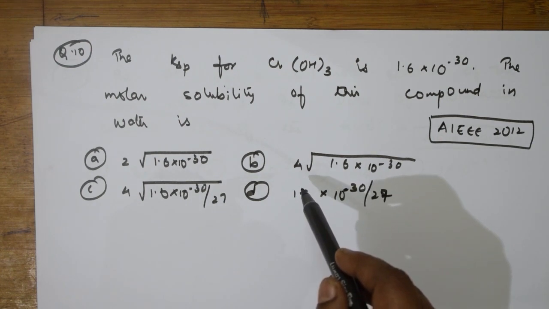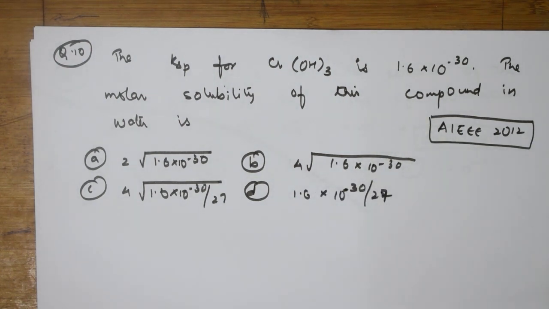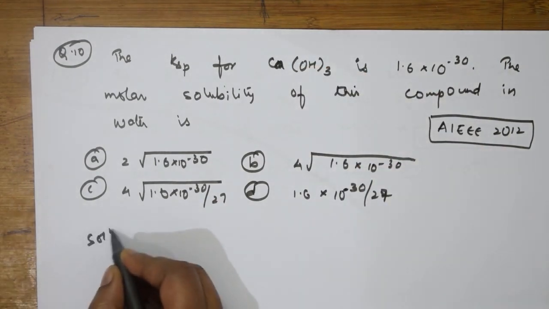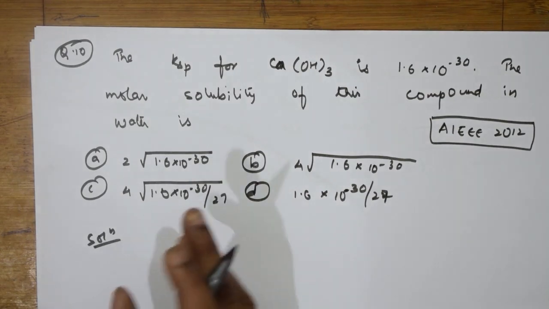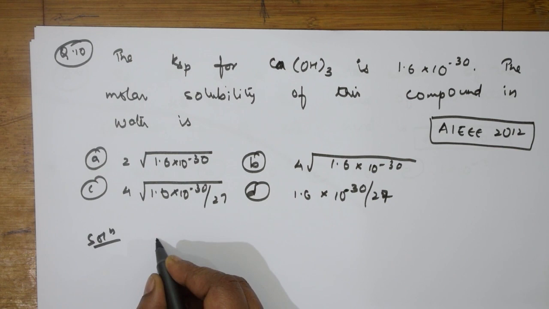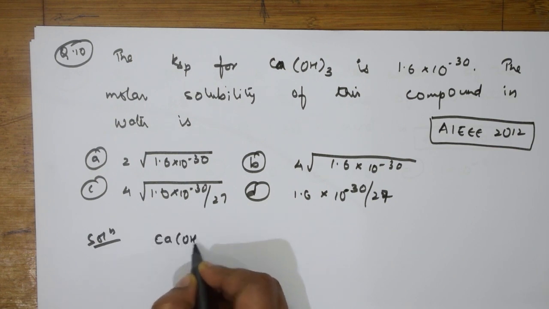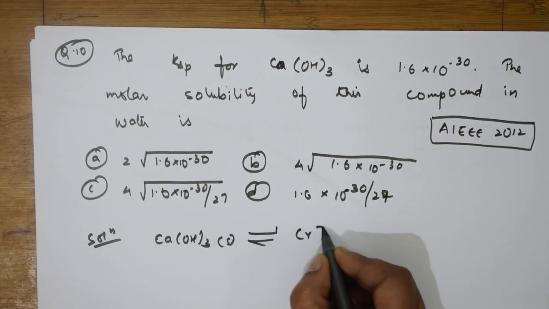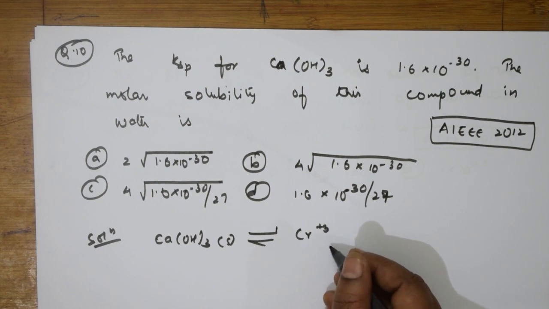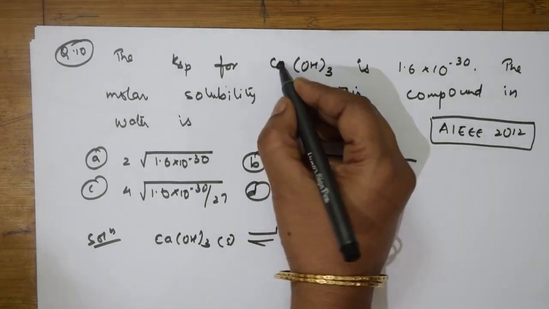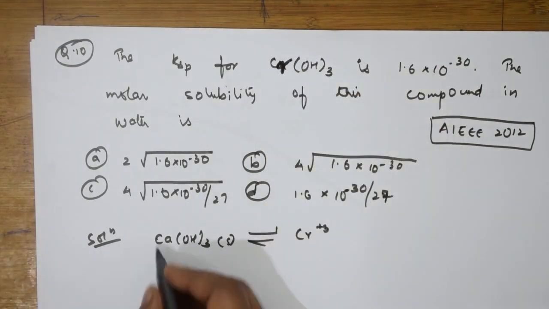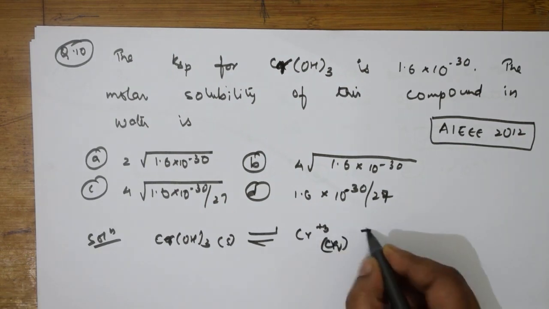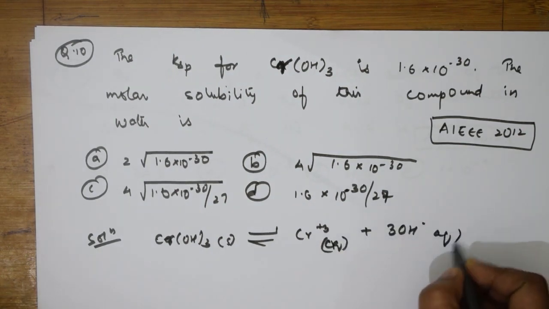Now let us see the solution for this one. I need to find the molar solubility of the compound. The solid dissociates when you dissolve it in water into, no, this is chromium only. I'm sorry, this is Cr plus 3 aqueous plus 3 OH minus aqueous. Sorry to confuse you all.